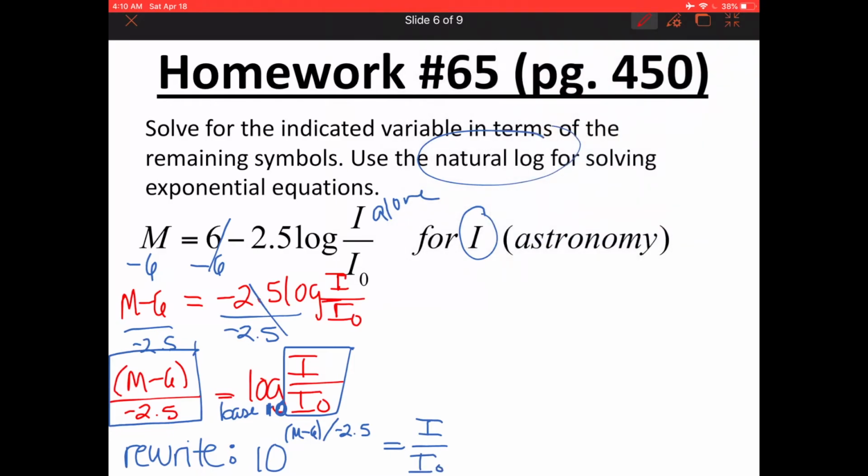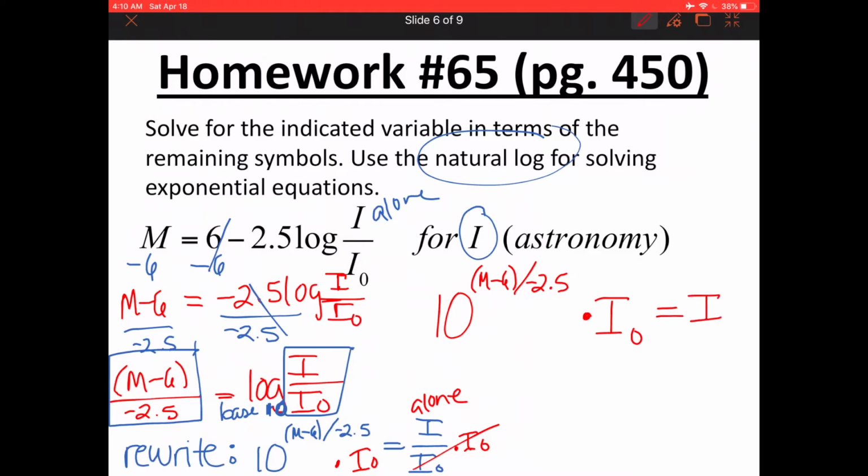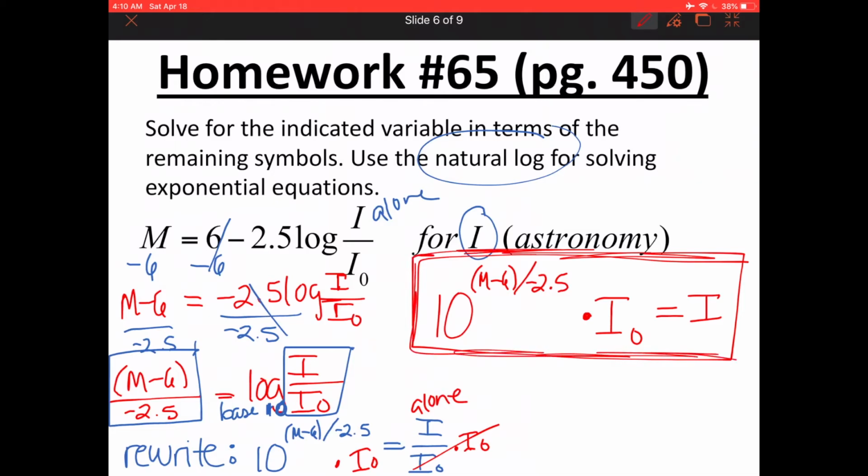So I know it might look a little confusing, but again, we're just following all the steps. Don't worry about what it looks like, just worry that you're following the algebraic steps. To get this I alone, I multiply by I sub 0 to cross that out. So that means I have to multiply the other side by I sub 0. So this leaves my final answer as 10 to the power of m minus 6 divided by negative 2.5 times I sub 0 equals I. And there's my final answer. Okay, guys? Again, just following our steps.